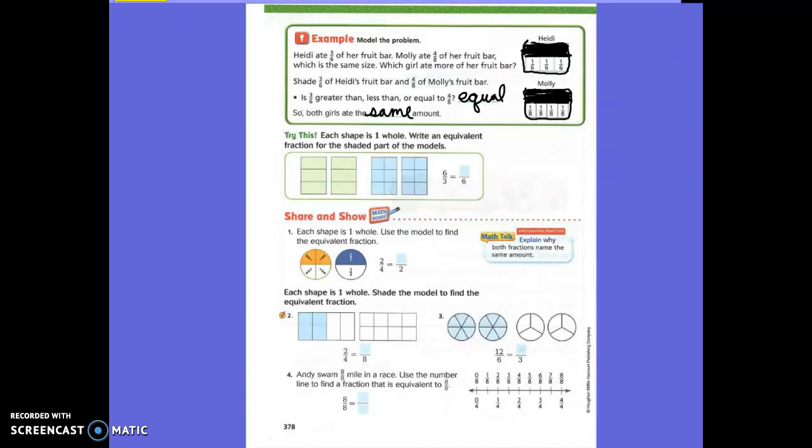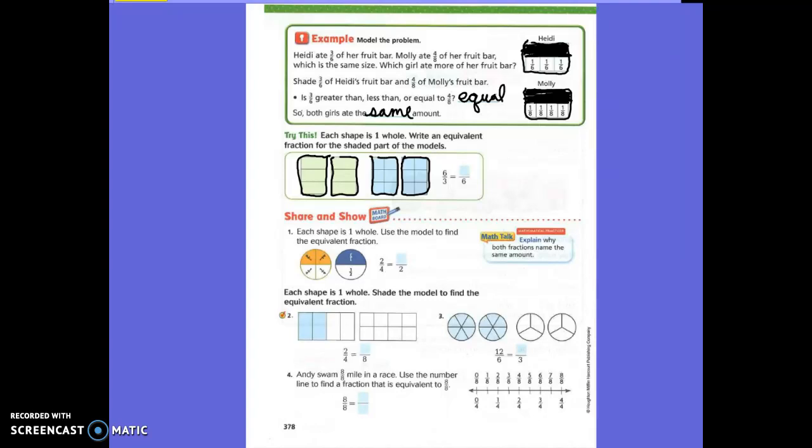Try this. Each shape is one whole. So all these shapes, boys and girls, this one, this one, this one, and this one are all one whole. They're all the same size, aren't they? On the outside. They're just cut into different pieces. Write an equivalent fraction for the shaded part of the models.